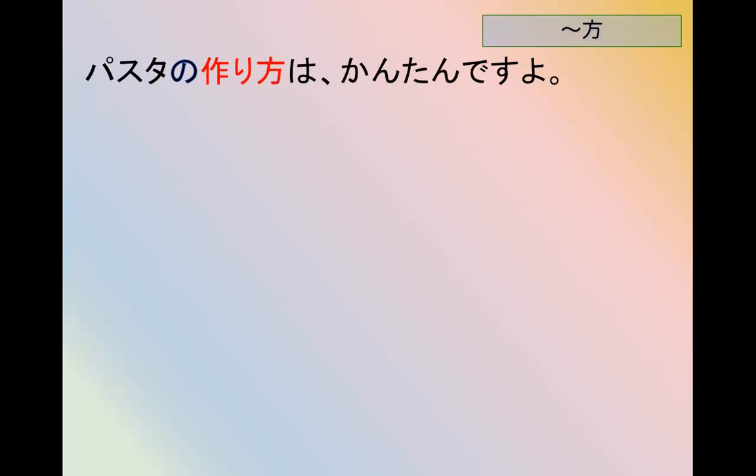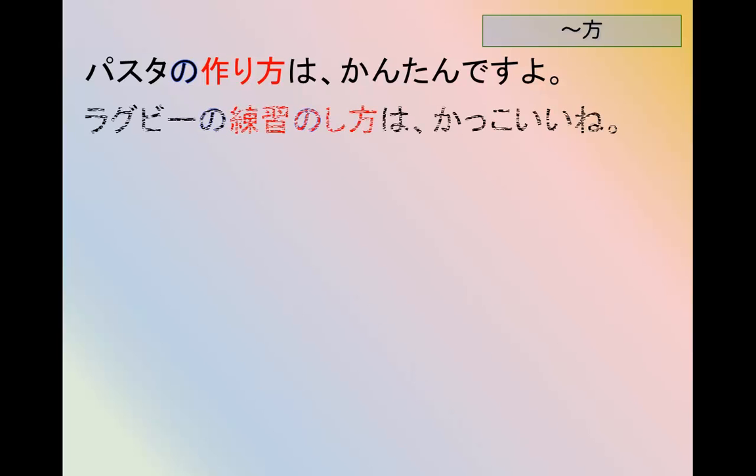In this video, we're going to look at the suffix kata, which is added to the stem of the verb, the masu form, drop the masu, to indicate a way of doing something. For example, pasta no tsukuri kata wa kantan desu yo. The way to make pasta is very easy. It's very easy to make pasta.